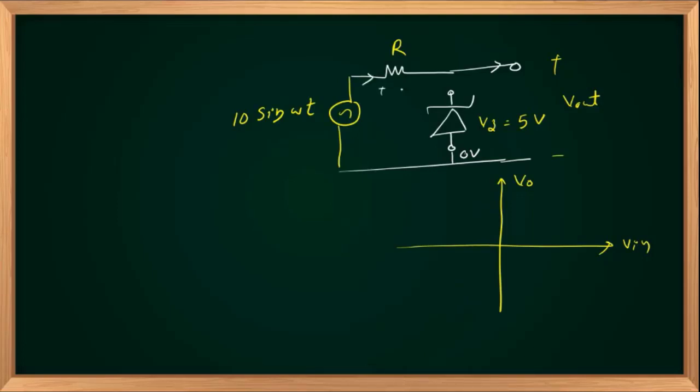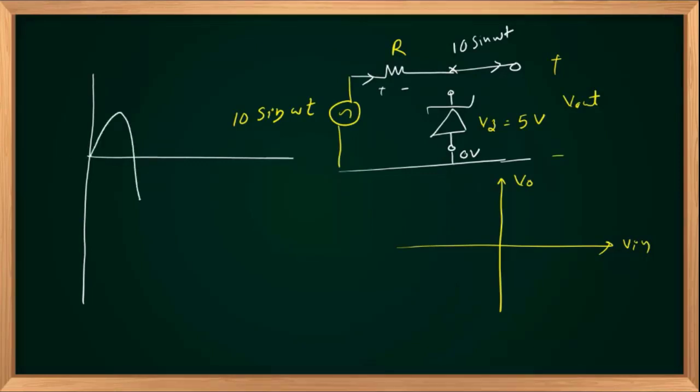There won't be any drop. So this potential will be the same as your Vin, 10 sin omega t. And that 10 sin omega t will be oscillating between plus 10 and minus 10.